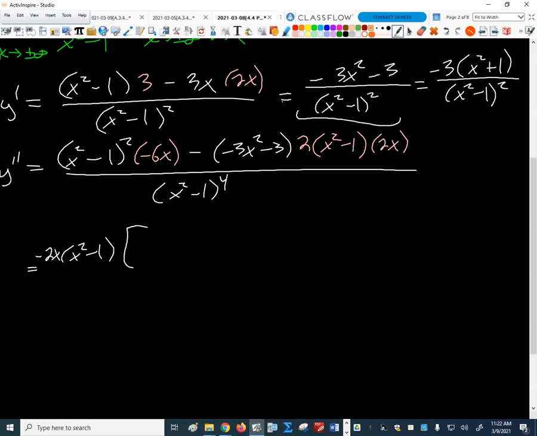What's that leaving me with then? So here's my minus sign. What am I left with from the first term? If I take out an x² − 1, I've taken one of those away. I've got one left. Factored out a negative 2x, leaving me with a positive 3. So I've got 3 times the quantity x² − 1. Everybody good with that from the first term?